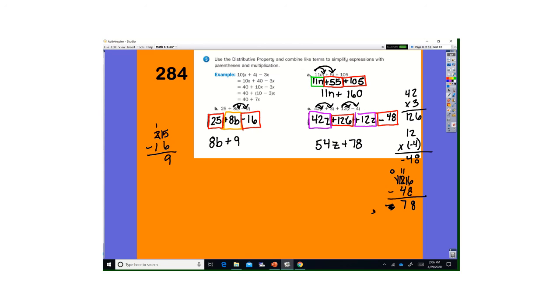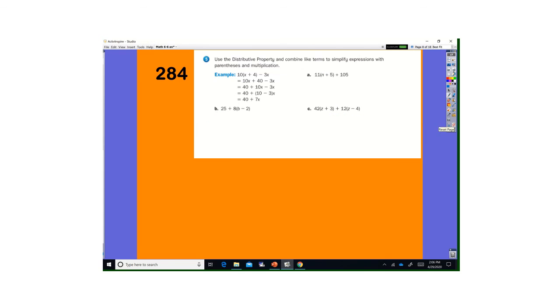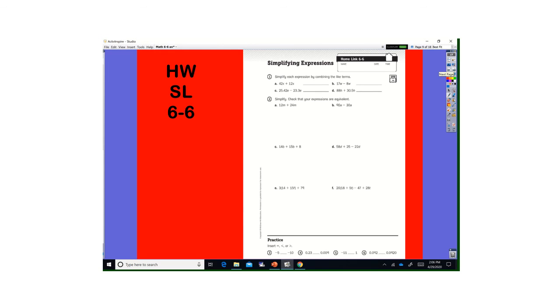If you have any questions on this, please let me know. On your home link tonight, I'm going to show you how you are going to do this. It's very similar to everything. Highly recommend using those colors. I know it seems like a lot, but once you get in the habit of that, it makes it a lot easier. You're going to combine like terms. You're going to combine like terms down here. Also, make sure down here we do our distributive property first.